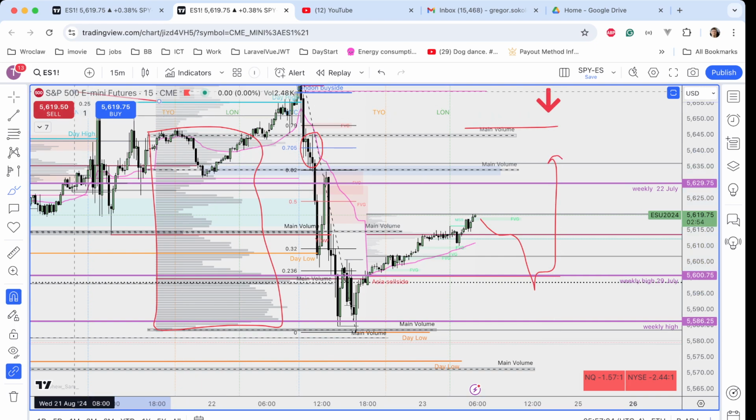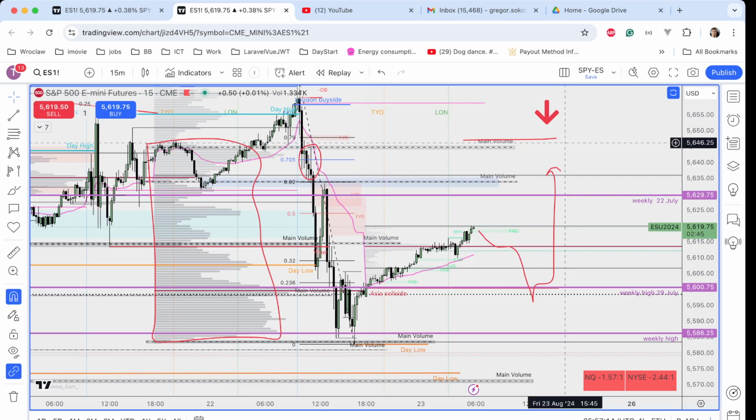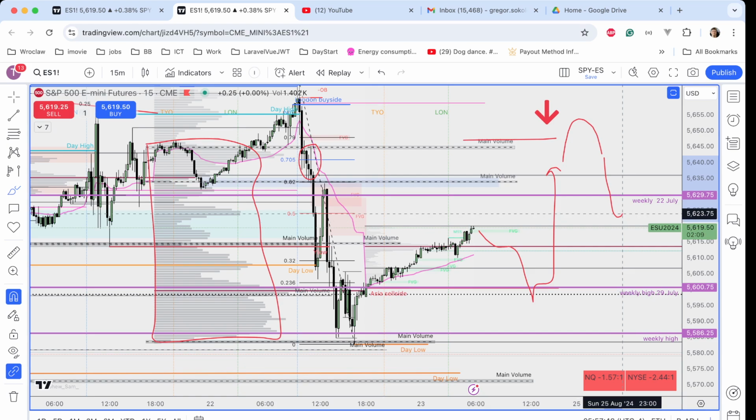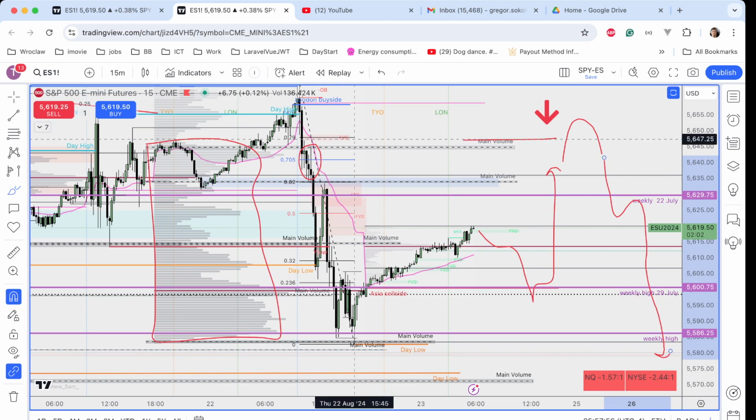But I will close everything here and wait if we can get a push into this 47 level. If we get that, there will be some kind of reaction for sure. And depending on the volume that we will create during the day, I can define the target. It could be down here, or it could be completely down here. So that's the plan.